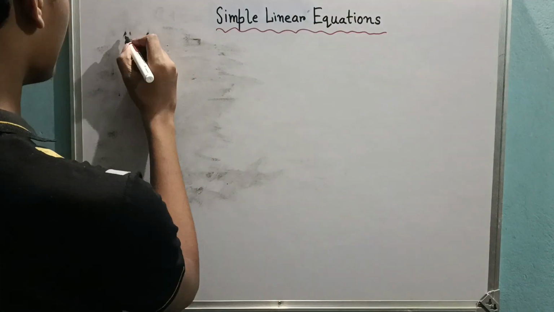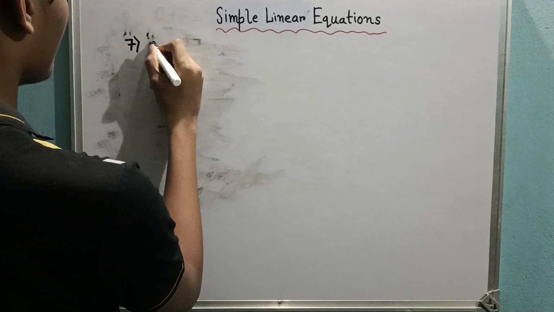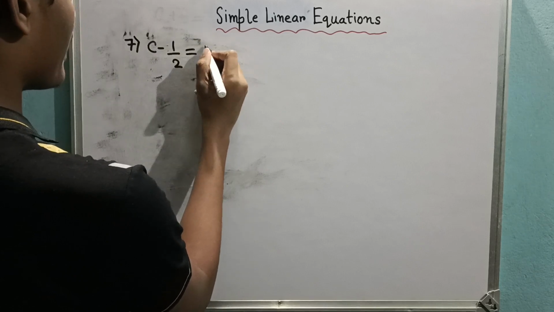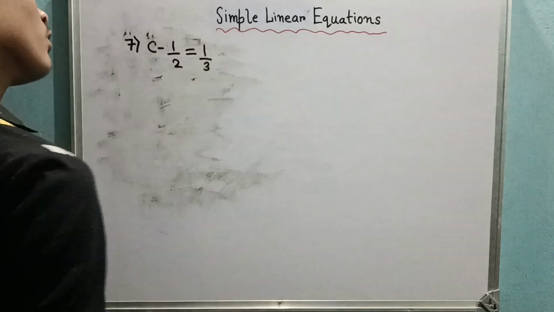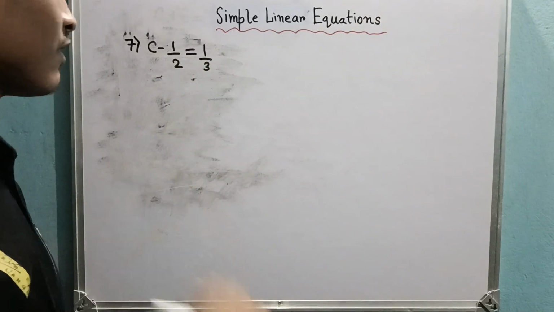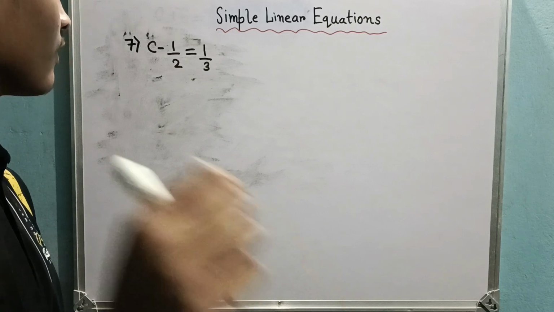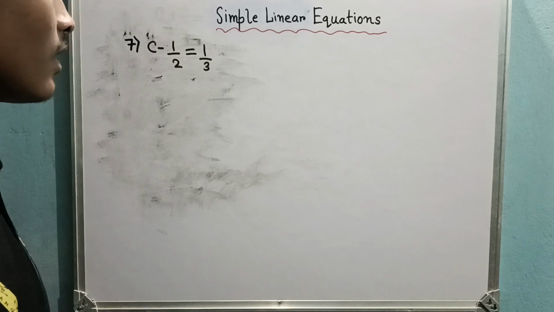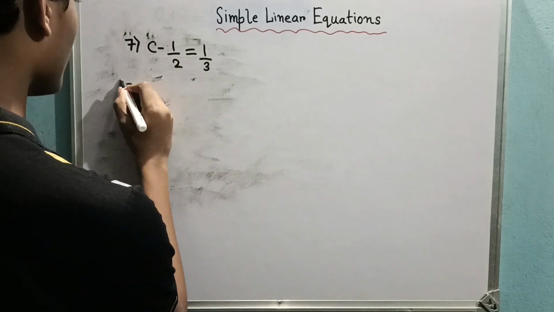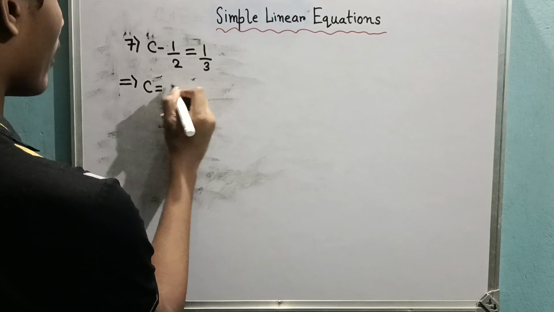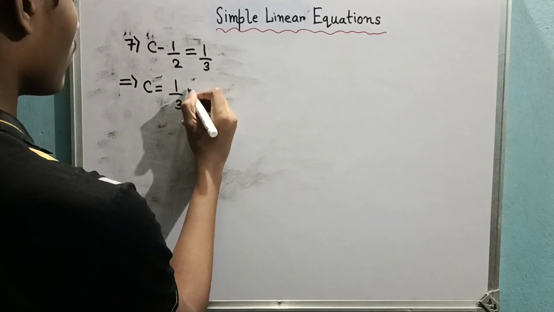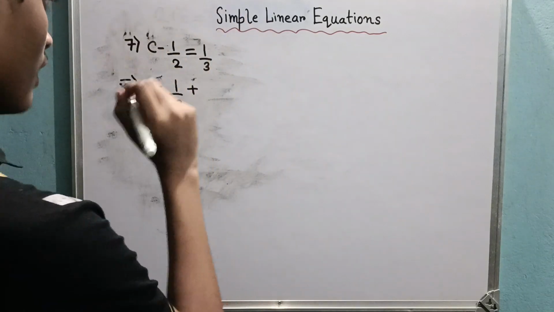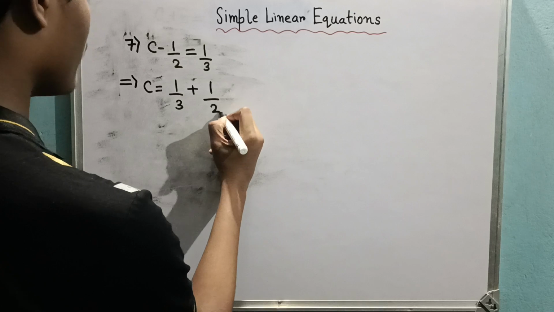So here we have number 7. c minus 1 by 2 is equal to 1 by 3. So guys, the addition of natural numbers or integer numbers is the same as addition and subtraction of fractions. So no rule will be changed here. We just have to consider here c will be equal to 1 by 3 plus 1 by 2, as the sign here is minus, and if it goes to the right side the sign will get changed into plus. So c will be equal to 1 by 3 plus 1 by 2.